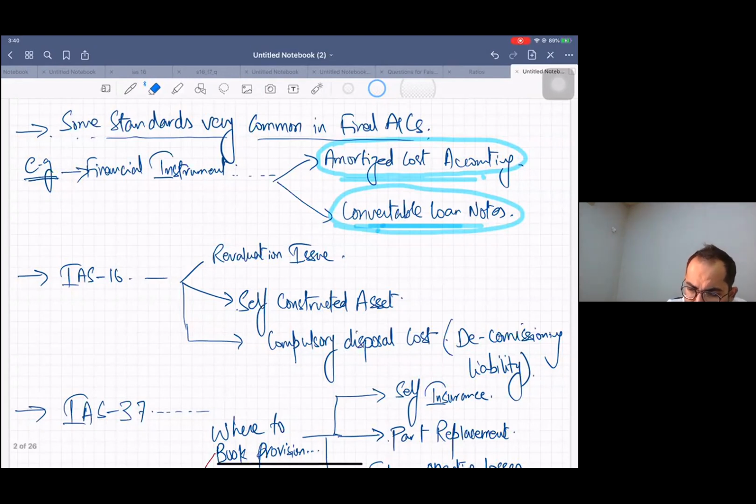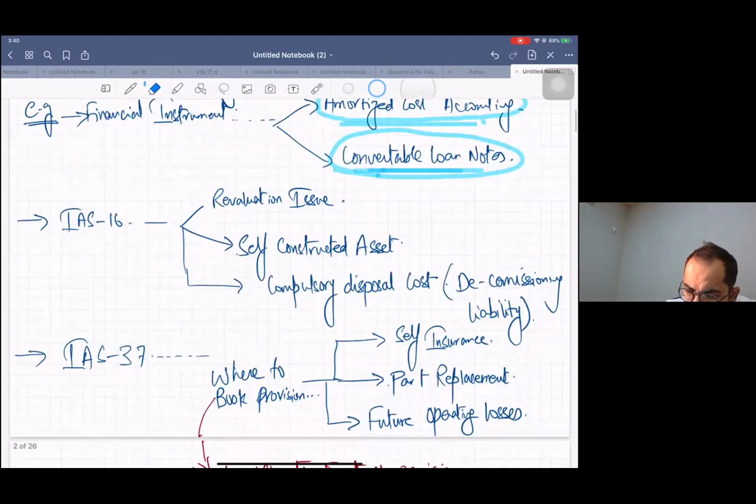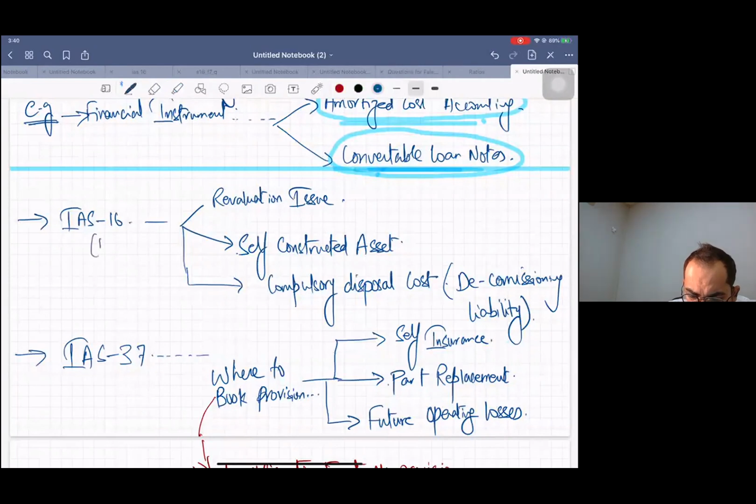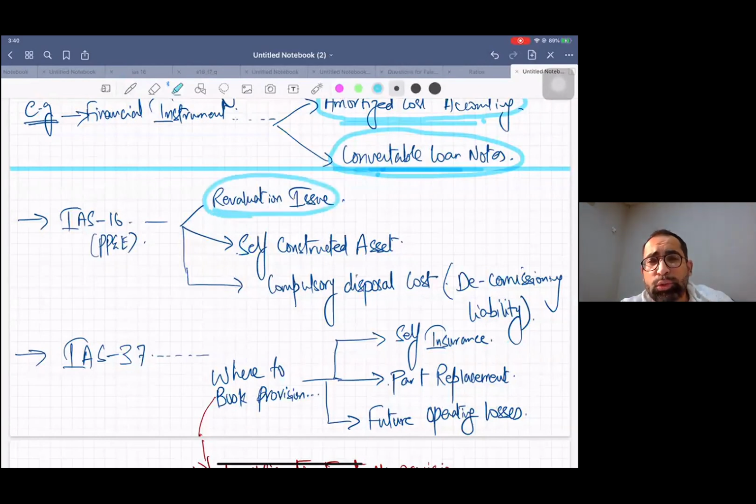Then with IAS 16, PPE, property, plant and equipment, you must remember the revaluation issue. I hope you remember there are two measurement models. The first one is the cost model and the second one is the revaluation model. Definitely there is an option, you pick one model when you buy the asset. But in the examination, you will be readymade given which model is being used, so don't worry about it.